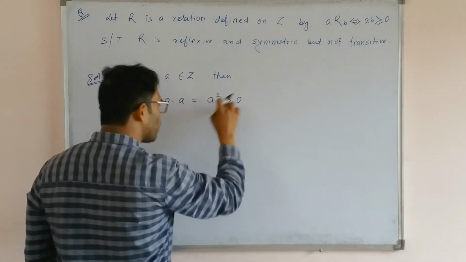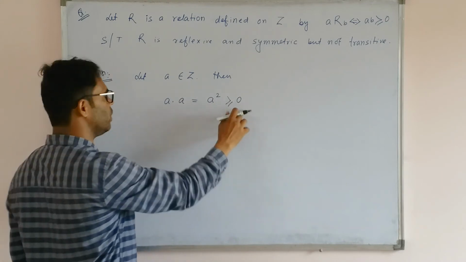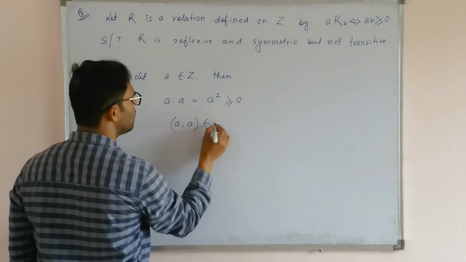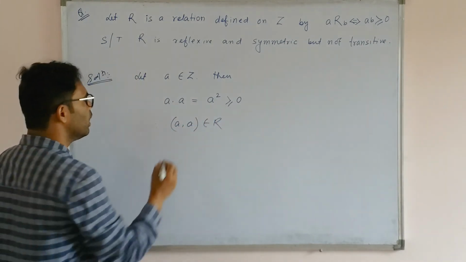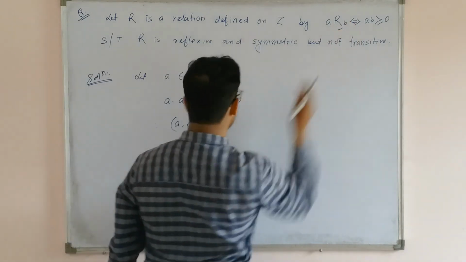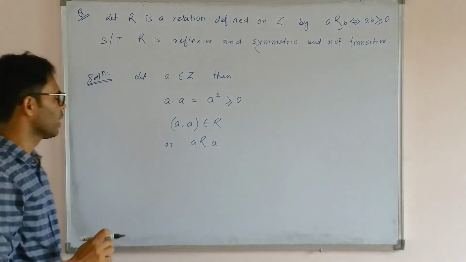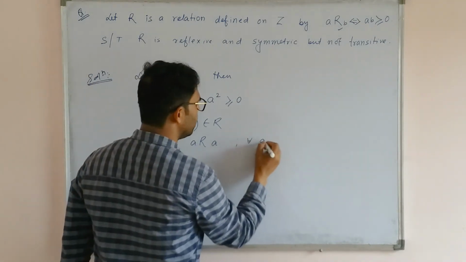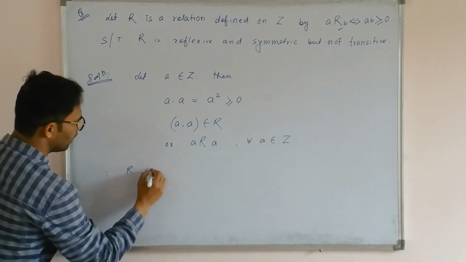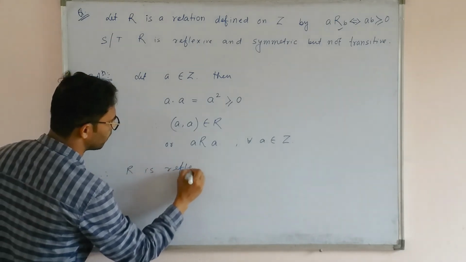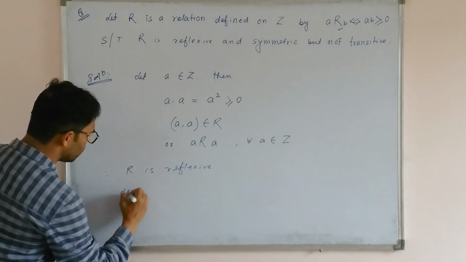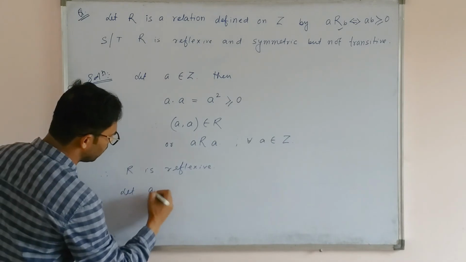So since the product aa is greater than or equal to 0, the pair (a, a) is in R, that is, a is R related to a, and this is for all a belonging to the set of integers Z. Therefore R is reflexive. So that is the first part.